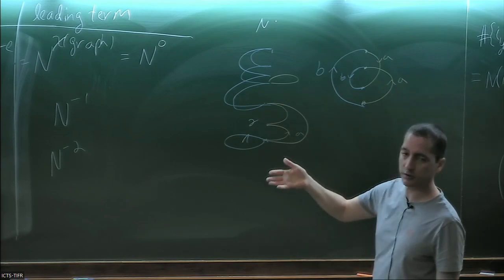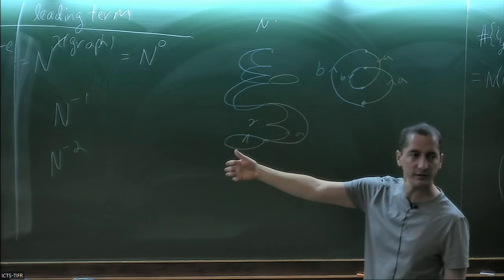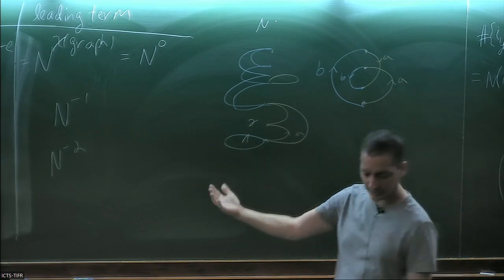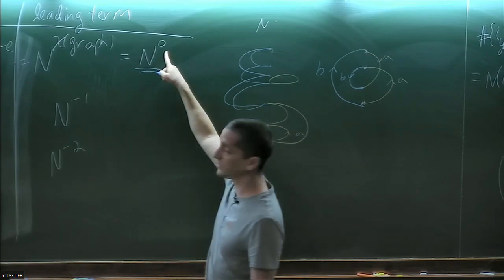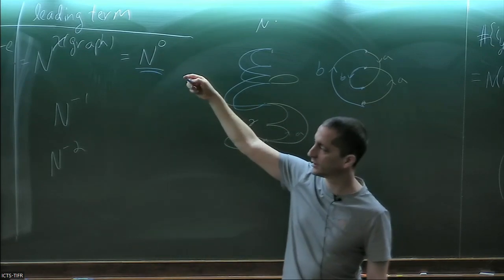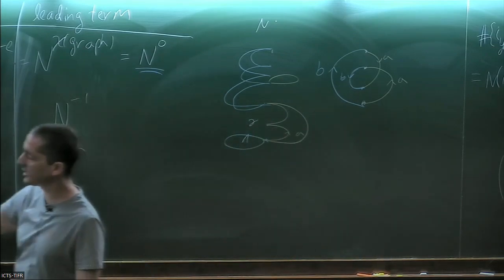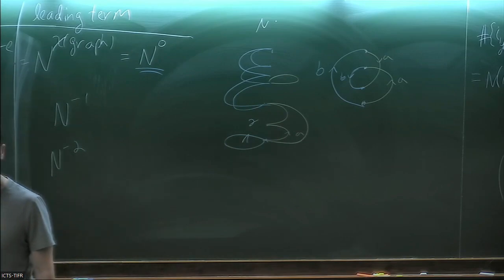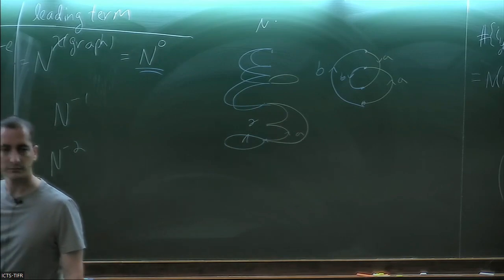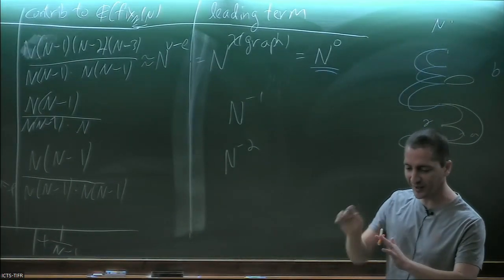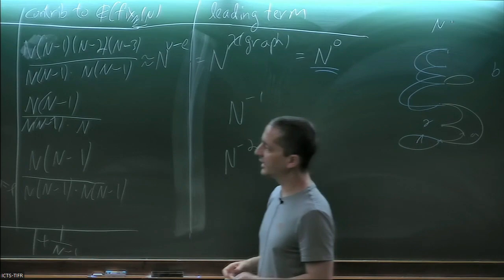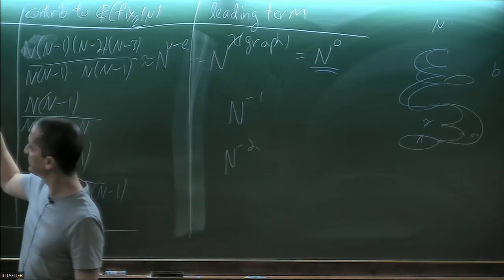So what is the leading term? What happens when we take n to infinity? We are only left with those where the Euler characteristic is 0. Which graphs have Euler characteristic 0? Connected graphs, yes, only cycles. Okay, you could have cycles and trees, but it's not hard to show that.